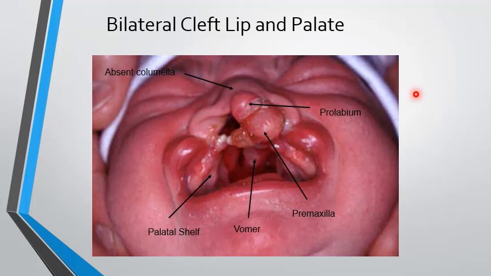This is also a case of a severe bilateral cleft lip and cleft palate. This is called the prolabium, as we said. This is the premaxilla. There is a wide cleft of the alveolus. There is a wide cleft of the two palatine bones. Here we can see the vomer, which is a nasal bone, from inside the mouth.